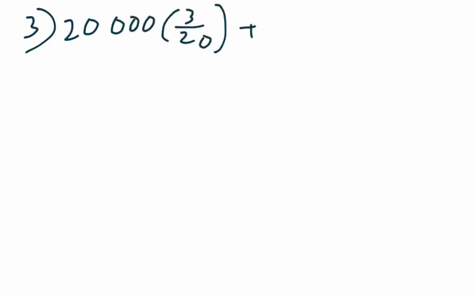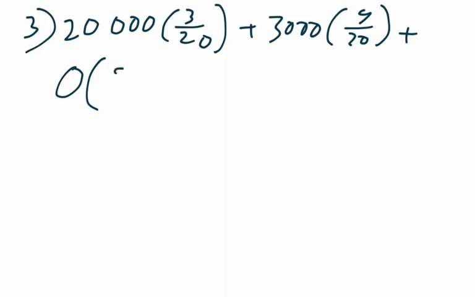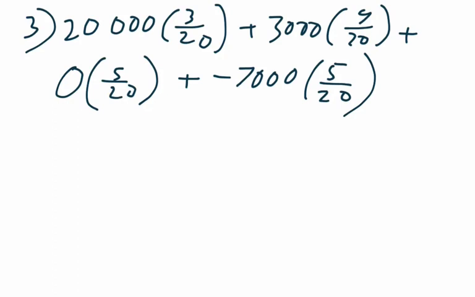For problem number 3, we're looking for the expected profit, which means we're looking for the mean. And so I make $20,000 3 out of 20, 3/20 of the time. I make 3,000 9/20 of the time. Break even means I don't make anything and I don't lose anything, which is 5 out of 20. And we lose 7,000, so I'll put plus negative 7,000, and that happens 5 out of 20.